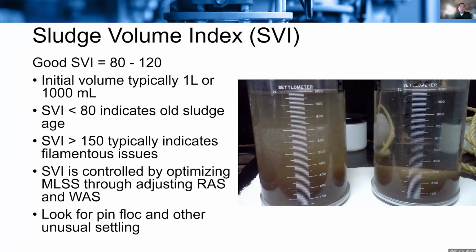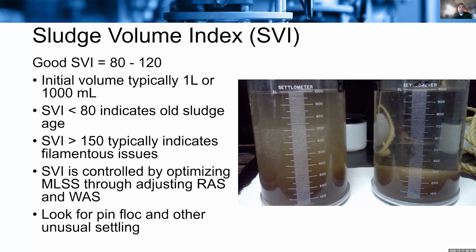an example of a good, healthy SVI for your activated sludge would be between 80 and 120. The units they usually use are milliliters per gram. So 80 to 120 milliliters per gram indicates good settling. Then an SVI of less than 80 tends to indicate an old sludge age. And an SVI of greater than 150 typically indicates filamentous issues.